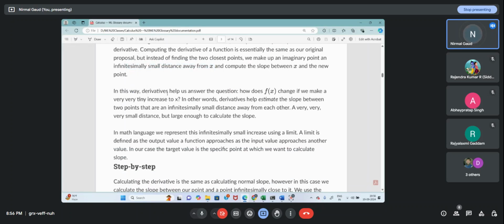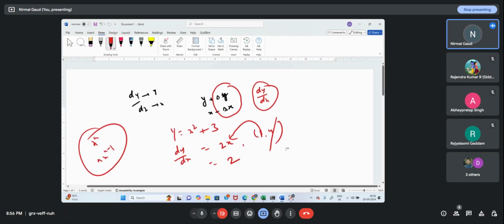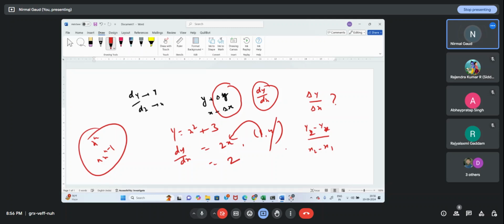In this way, derivatives help us answer the question, how does f of x change if we make a very, very tiny increase to x? That means how does y change if we put a small change in x? In other words, the derivative helps to estimate the slope between 2 points. It's quite easy to understand what I'm writing. Del y upon del x, what does it mean? Del is the difference between 2 points, y2 minus y1, and del x is the difference between the 2 points, x2 minus x1.